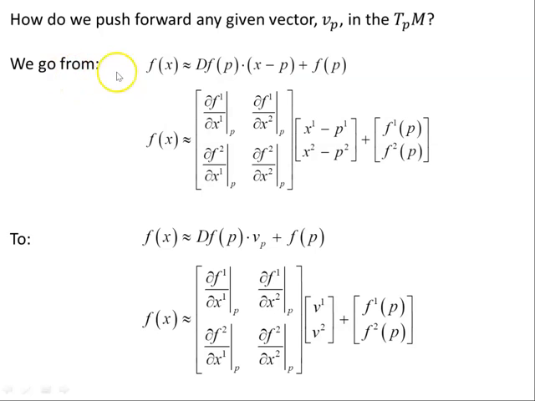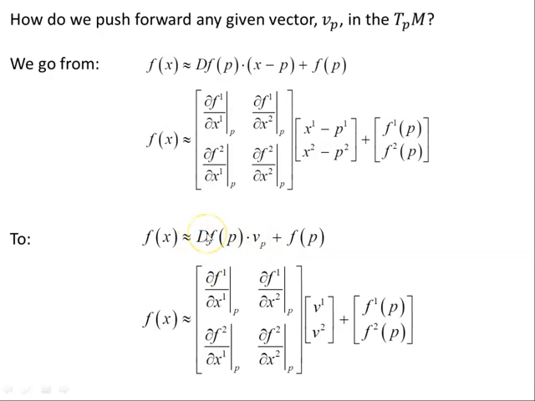So we go from f of x is approximately df of p dot x minus p, which is an excellent fit around the point p, plus f of p. In 2 dimensions, here's what it looks like: f of x is df of p dot vp plus f of p. Remember how we did this earlier? Well, instead of pushing forward the vector x minus p, we're going to push forward some other random vector, v subscript p. Now v is the vector we're interested in, whatever it is, electric field, magnetic field, whatever the question is, at the point p. The subscript p means at the point p.